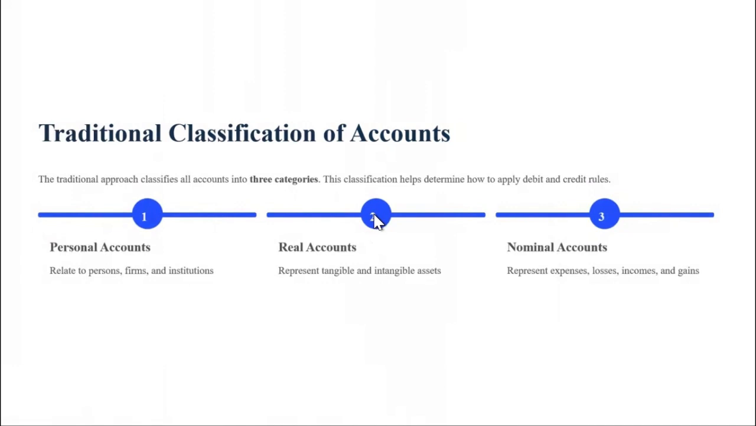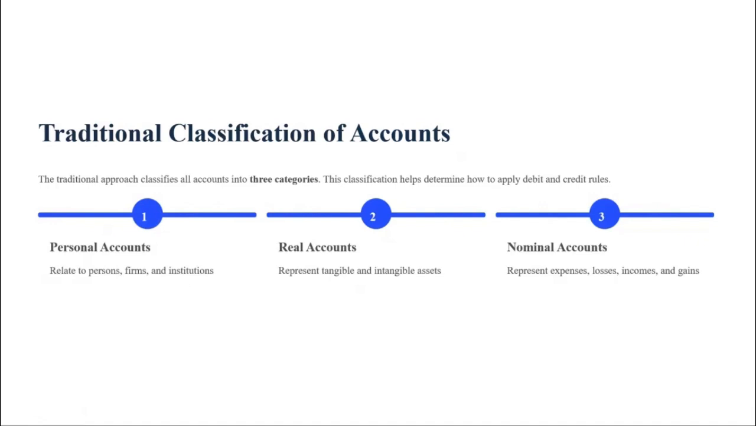To apply the rule of debit and credit, we must first know what kind of account we are dealing with. Under the traditional British approach, accounts are classified into three main categories: personal, nominal, and real. Personal accounts are related to individuals, firms, or institutions. Real accounts deal with properties and assets that are permanent in nature. Nominal accounts are used to define the nature of transactions involving expenses, losses, income, and gains.